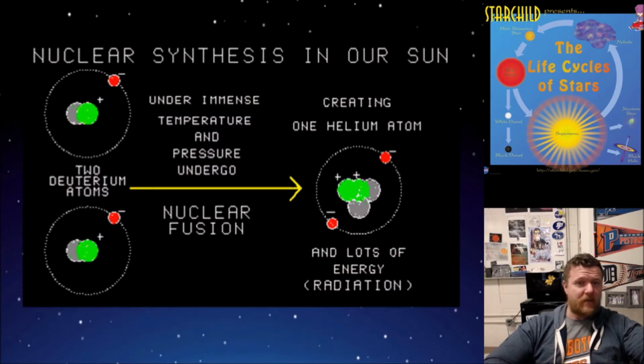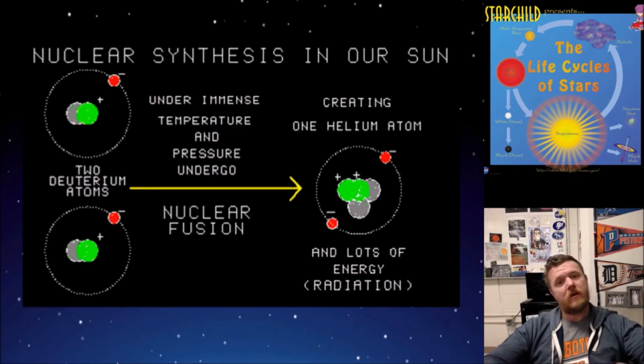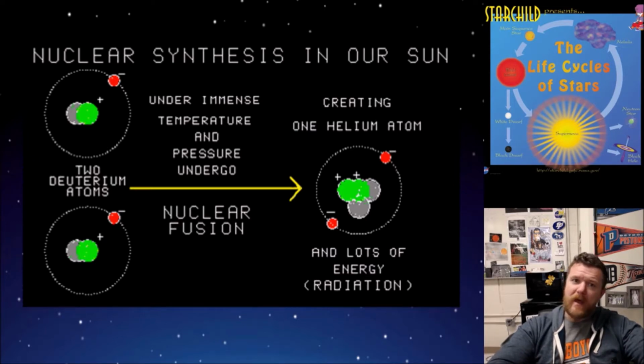Remember, the fusion that's happening in the core of a star is when two deuterium atoms, or deuterium and tritium, smash together to create a helium atom. Along with that comes a ton of energy, because the helium atom weighs a little bit less than the mass of all of the hydrogen atoms that went into making it. That extra mass gets turned into energy, quite a bit of energy, using E equals mc squared.